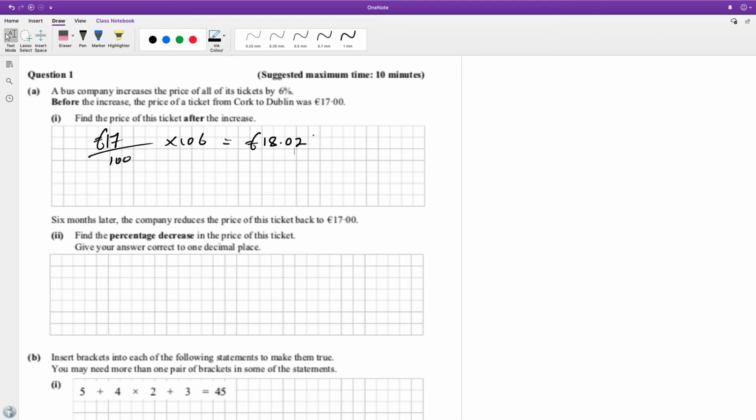All you did was get 6% and add it on. I did the same thing, I just did it a different way. I divided by 100 to get 1% and then multiplied by 106 to get 106%, because you're adding on 6%. Right. Next bit.